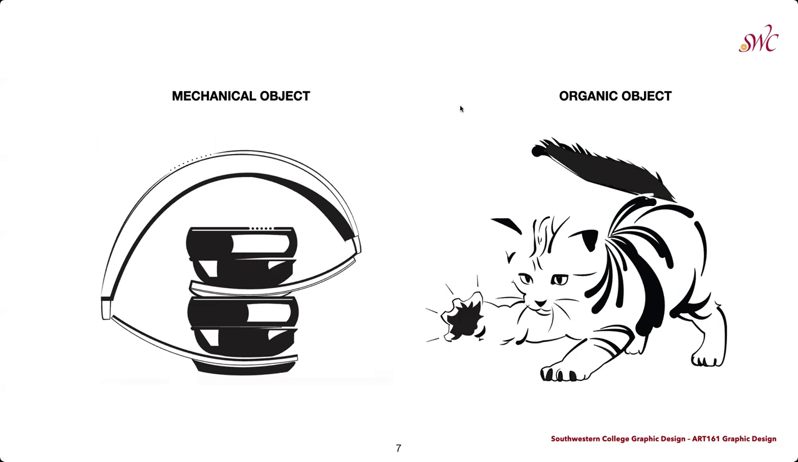Now for this project, your goal is to take two different objects, one being a mechanical object, something that is man-made, and the other being an organic object. A lot of times people choose animals for the organic object because it tends to lend itself well to this project. But you could do other organic objects as well, such as some sort of plant or some sort of food item, for example.